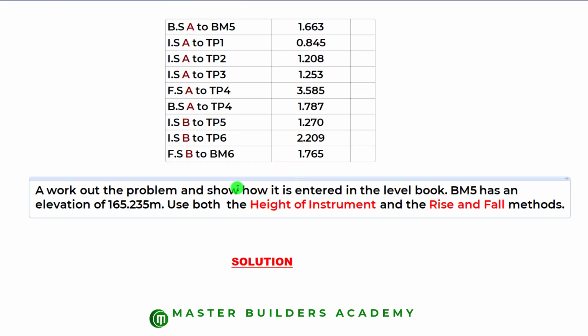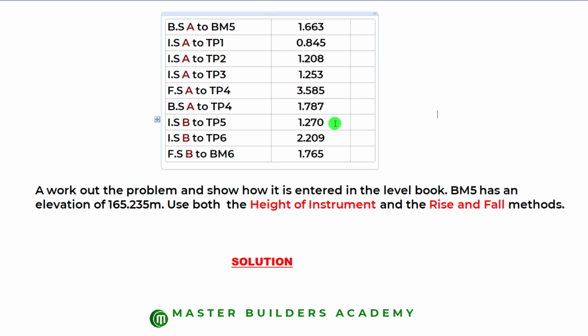Now, if we move down, let's see the question as we have it. Work out the problem and show how it is entered into the level book. BM5 has an elevation of 165.235 meters. We are asked to use both the height of instrument and the rise and fall methods. From the question, we are asked to work out the elevation at TP1, TP2, TP3, TP4, TP5, and TP6, given the elevation at benchmark 5, the starting point. The values for each of these points were given.